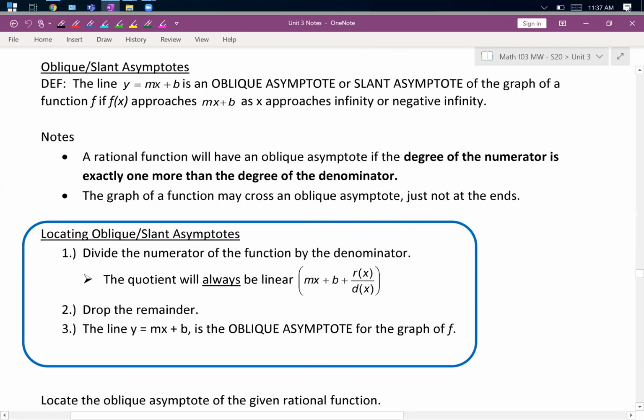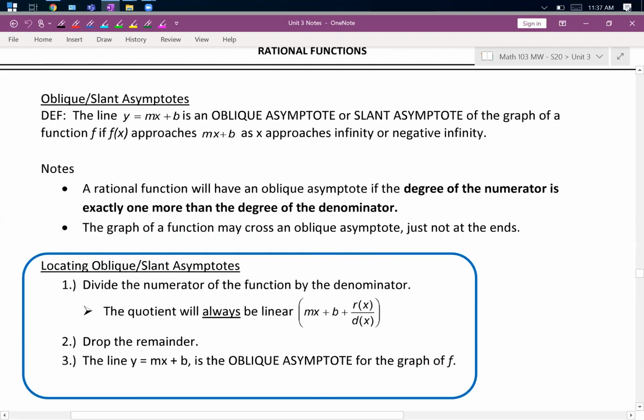So notice that when we talked about horizontal asymptotes, we said if the degree of the numerator was larger, there was no horizontal asymptote, but an oblique asymptote only occurs when the degree of the numerator is larger than the denominator. So that means that a horizontal asymptote and an oblique asymptote cannot occur at the same time.